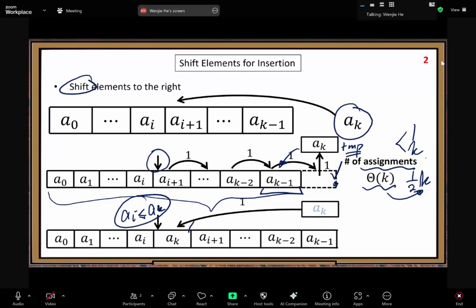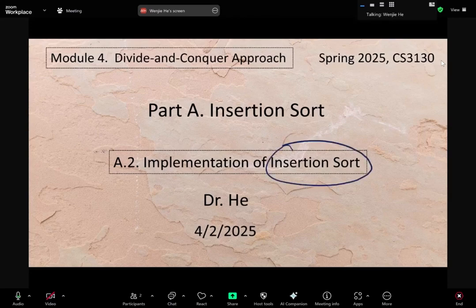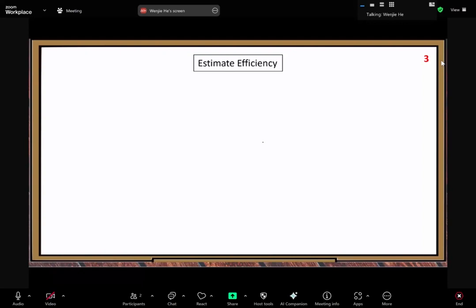All right. So next, we need to look at the whole insertion sort implementation. We're almost there, because we just apply the standard insertion operation again and again, and at the end we will get the whole array sorted. But let's do the efficiency analysis. Let us estimate the number of comparisons we need.